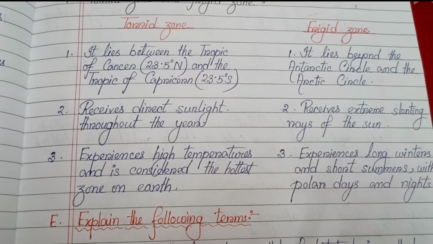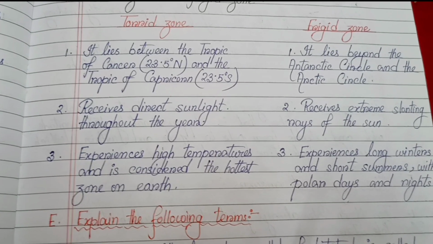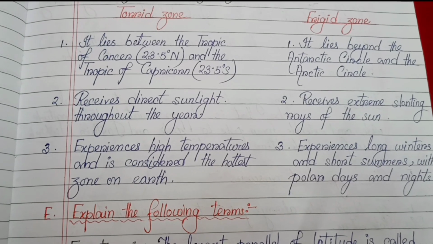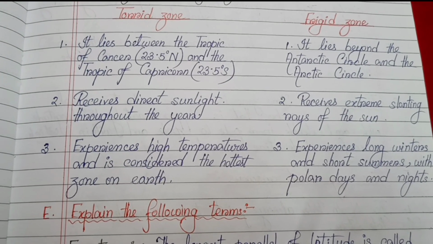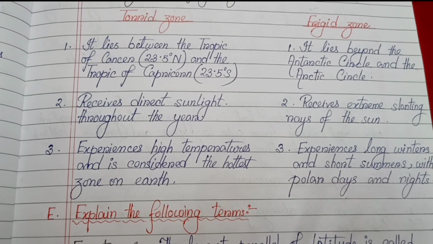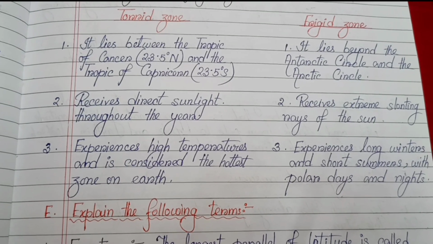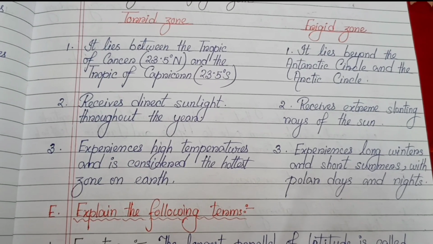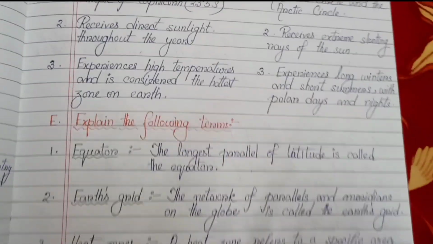Number 2, receives direct sunlight throughout the year. Number 2, receives extremely slanting rays of the sun. Number 3, experiences high temperatures and is considered the hottest zone on Earth. Number 3, experiences long winters and short summers with polar days and nights.